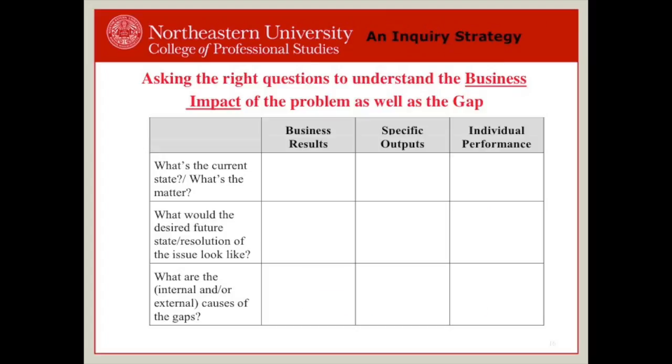The last model I'm going to show you may look familiar. It is based in part on the blueprint work that we've done and that you created as part of your change worksheet plan. So notice what we're asking. What is the current state? What's the desired future state? What's different here is as you look across the top, you're going to see that we're looking at the current state in terms of business results, the current state in terms of specific outputs, and finally the current state in terms of individual performance. Similarly with the future state.